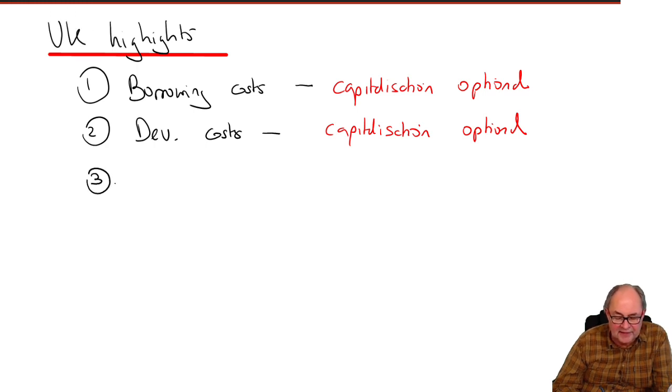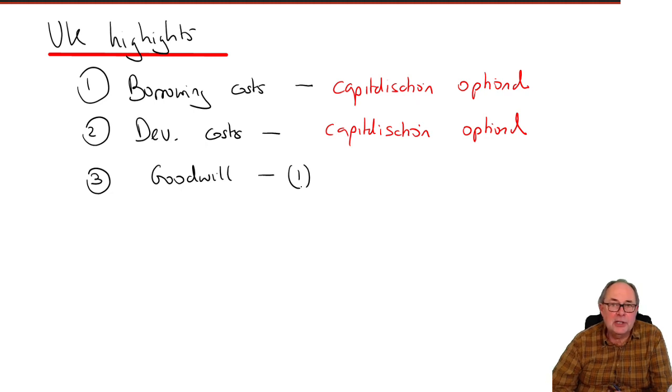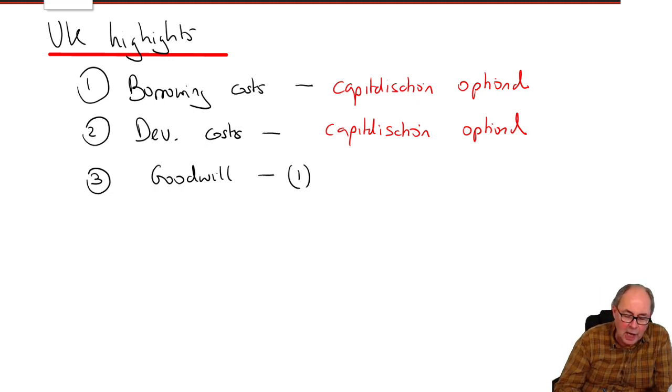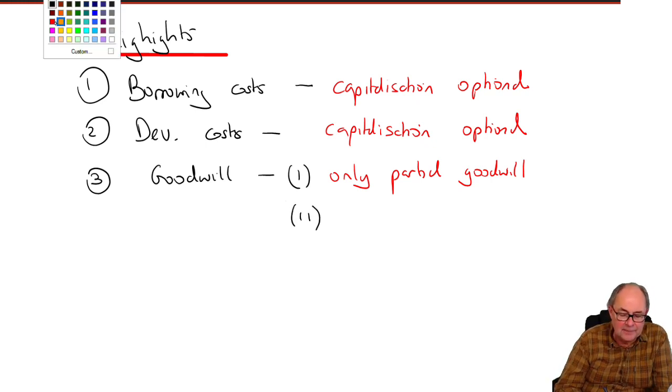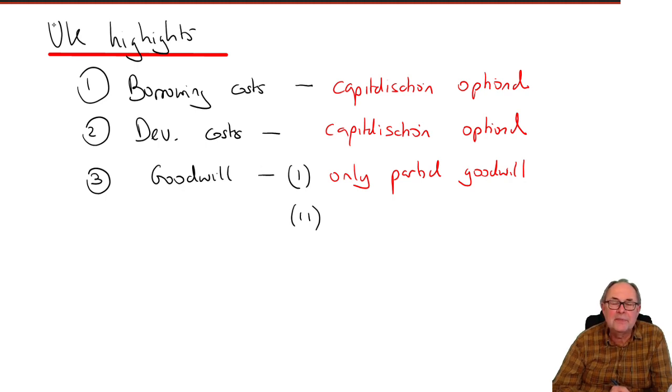Some of the most significant differences concern goodwill. First of all, under international standards, there are 2 ways of calculating goodwill, full and partial. Under UK standards, there is only partial goodwill, or proportionate goodwill, if you prefer to call it that. Secondly, under international standards, goodwill is not amortized. Under UK standards, it is. So goodwill is amortized.